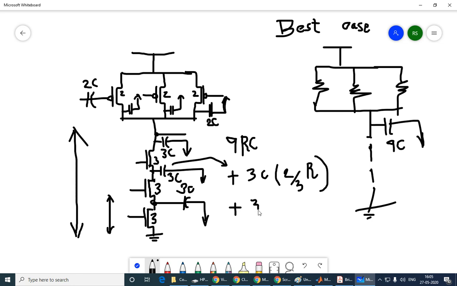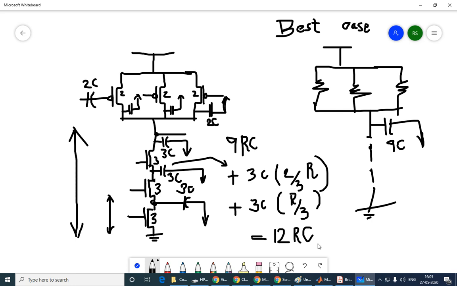So that contribution is going to be 3C into R/3, and therefore the total delay is given by 9RC for the delay due to this node. Now the rest of it is 9RC plus this is 2RC and this is RC, so the total delay is 12RC. This is the worst case delay as predicted by the Elmore delay model.